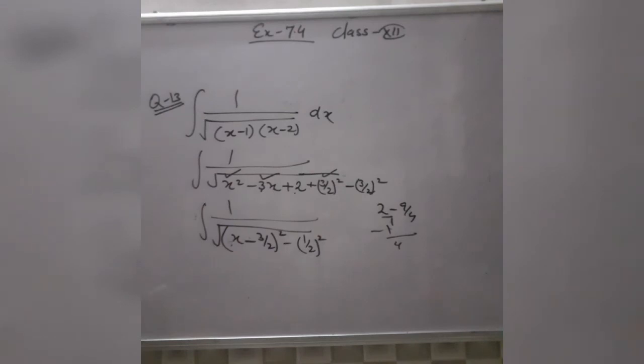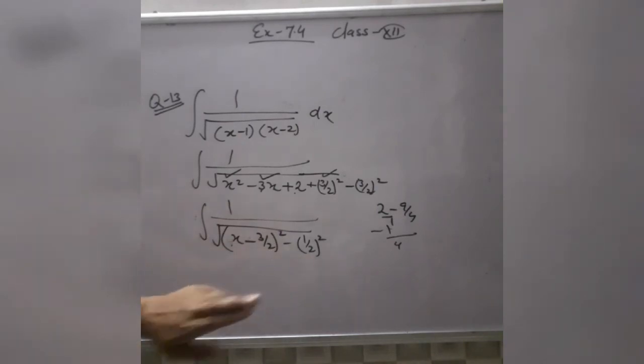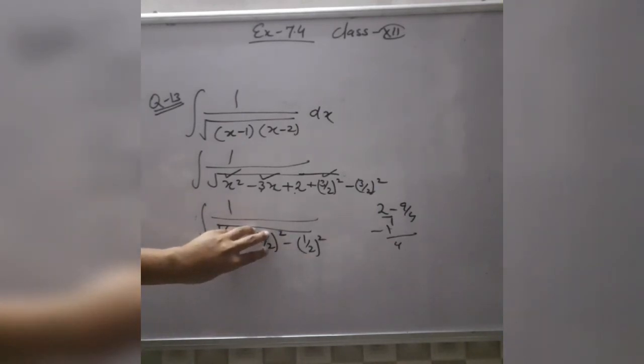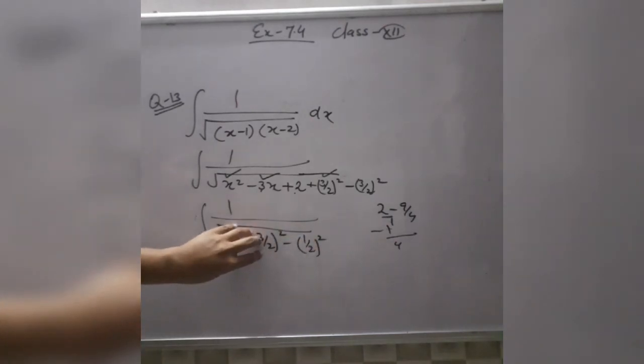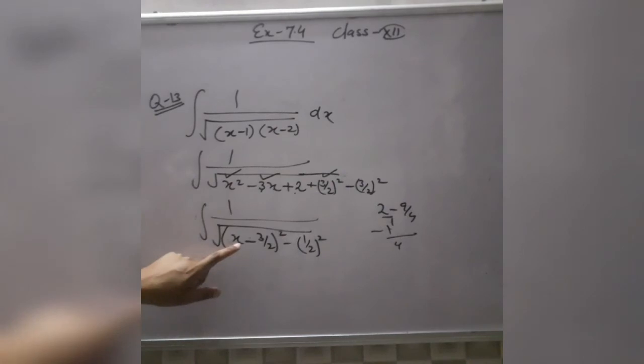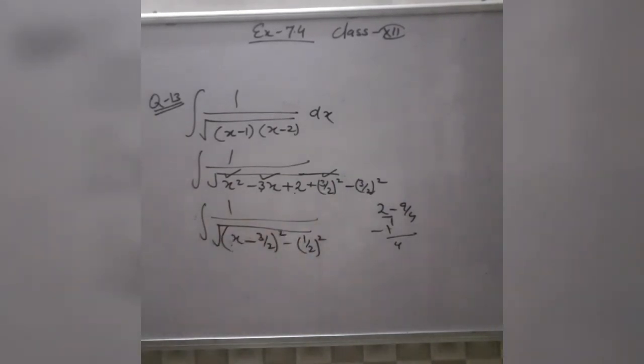So now this form is 1 by root x square minus a square. What is x here? x minus 3 by 2. What is a here? Half. In place of x minus 3 by 2 you can put t, then it becomes 1 by root t square minus a square, and in place of dx you will write dt. So complete this sum yourself.